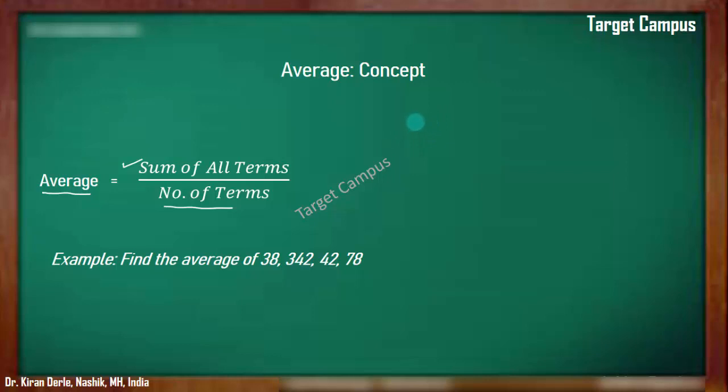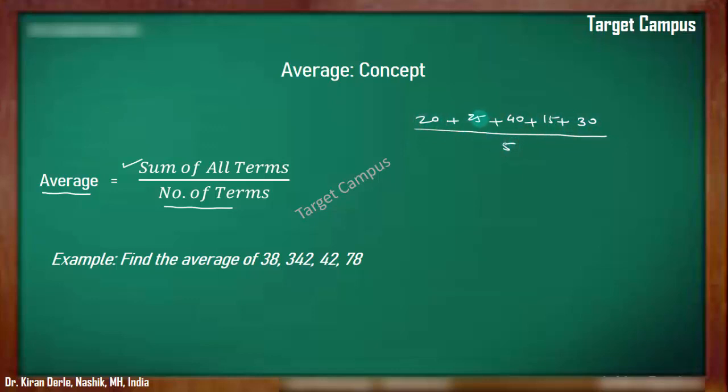So let's say a student gets marks in 5 subjects as 20, 25, 40, 15 and 30, right? These are the marks the student has got in his exam. These are the terms. So the sum of all the terms divided by the number of terms. The number of terms is 5 in this case.